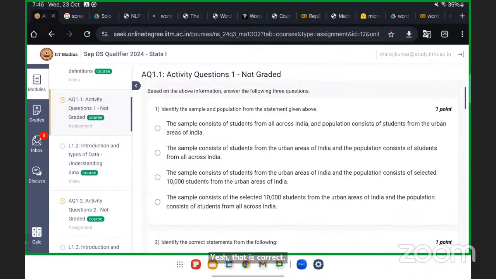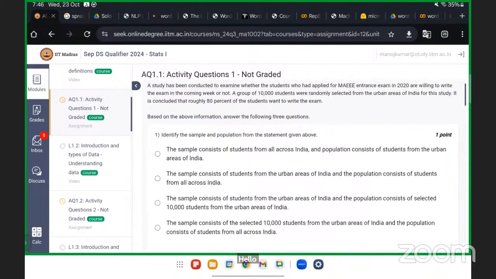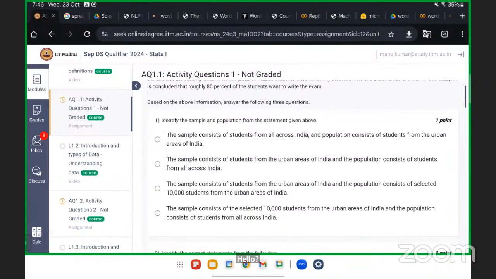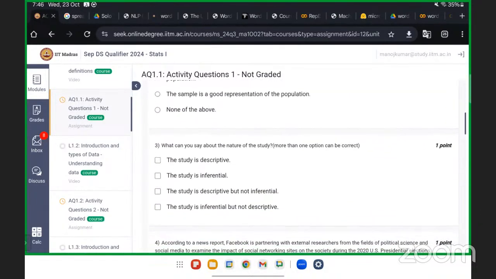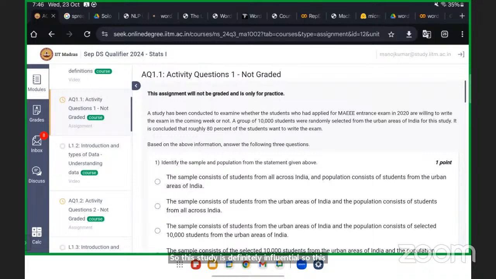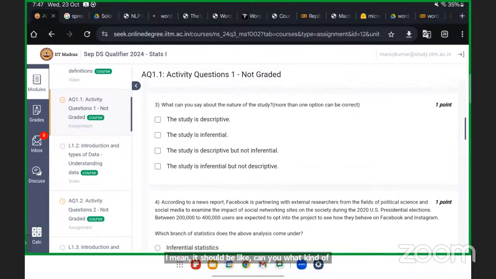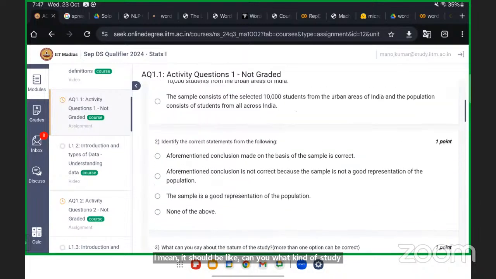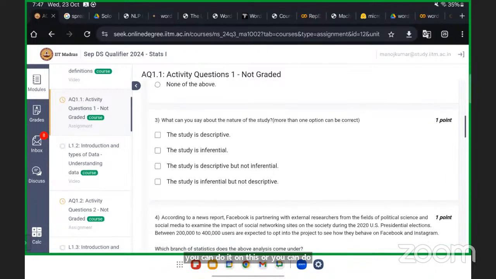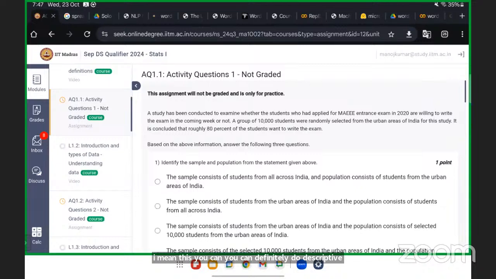Sir, I have a doubt. But how can it be descriptive? It can only be inferential, right? So this study is definitely inferential. I think there is a mistake in the wording a little bit, but it should be about what kind of study you can do on the sample. You can definitely do descriptive studies on a sample, and you can do inferential ones. There is a little mistake in the wording, but this study is inferential because we are concluding about all the students who are going to write MAE.